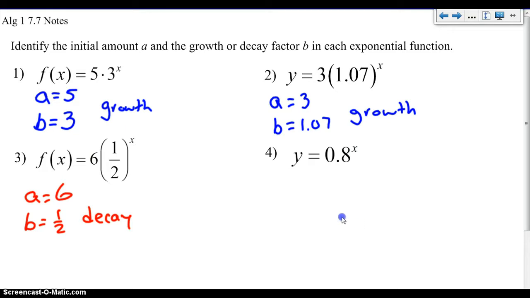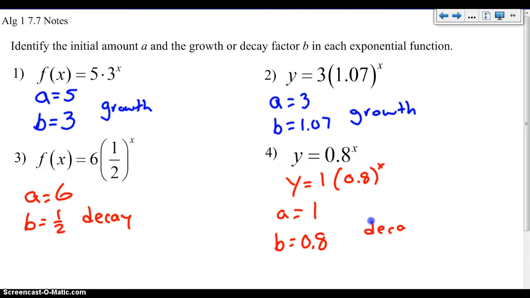Now number 4 might be the trickiest of these. The key here is finding A, because there's no A term that we can see, but you'd have to think of it like this: y equals 1 times 0.8 to the x, and then you could see right away that A is 1 and B is 0.8. Now with the factor of 0.8, again, we know that's decay.